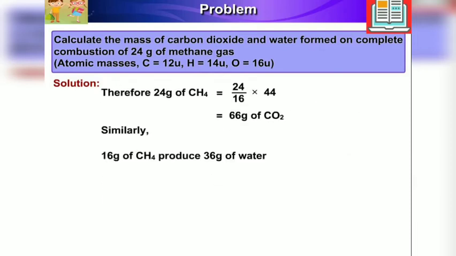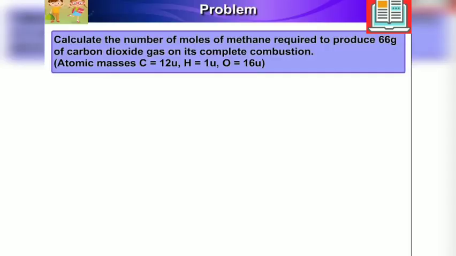Similarly, 16 grams of CH4 produce 36 grams of water. Therefore, 24 grams of CH4 is equal to 24 upon 16 multiplied by 36, which is equal to 54 grams of water. Calculate the number of moles of methane required to produce 66 grams of carbon dioxide gas on its complete combustion. Atomic masses: C = 12 u, H = 1 u, O = 16 u.